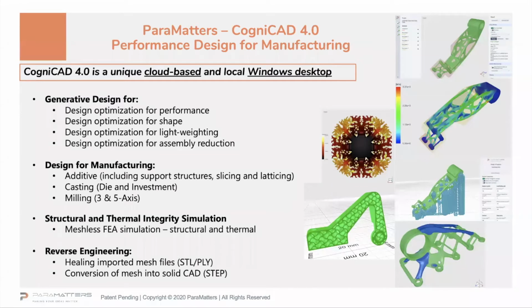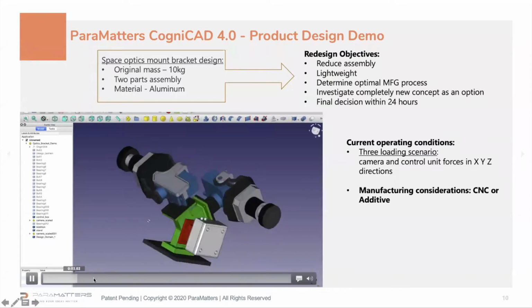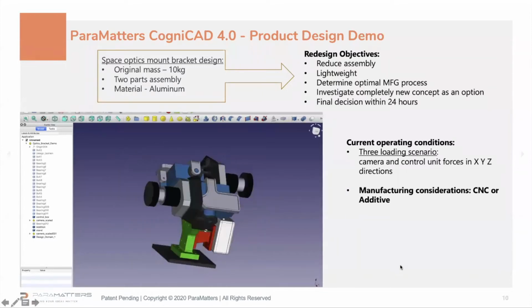Generative was really early designed for the additive manufacturing process, and we've been doing that for quite a while now. But we now have added casting and milling as well. So we're the only solution out there that can do additive, casting and milling as part of the design manufacturing constraints. Of course, we talked about structural integrity, thermal management, vibration management, and we can do reverse engineering as well. Okay. Next slide.